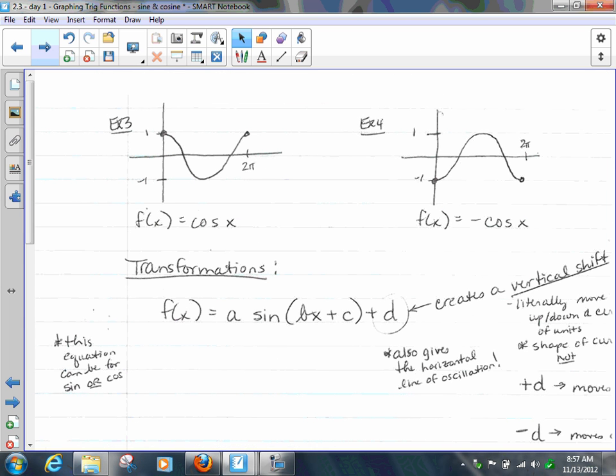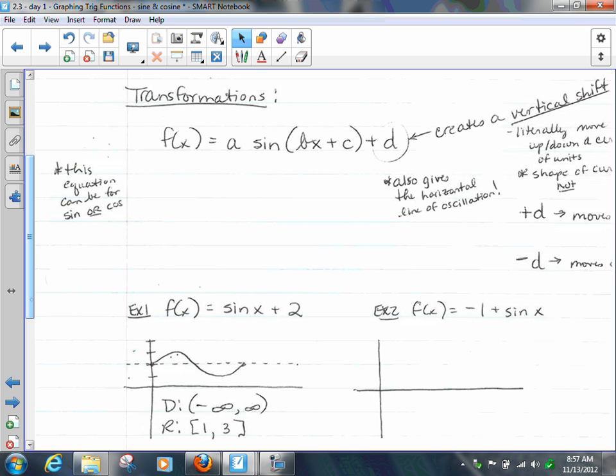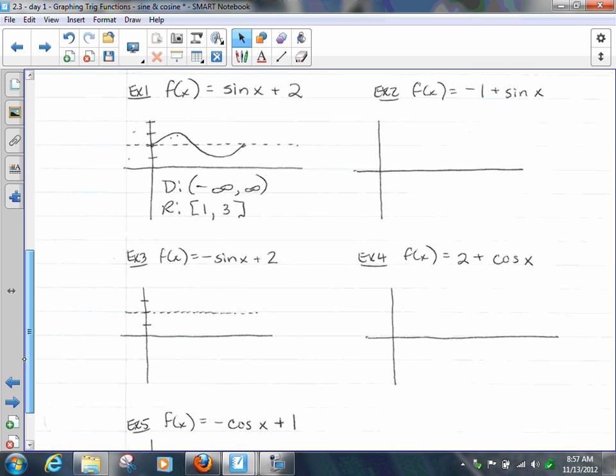So we have 3 and 4, and I'm just going through this pretty quickly. You've already got the notes on this, okay? Because I gave you those. The transformations, though, we need to look at. We have only begun to shift these vertically, up and down the y-axis. And it gives us the horizontal line of oscillation here. And then we talked about, and you've already done a couple of assignments on this.